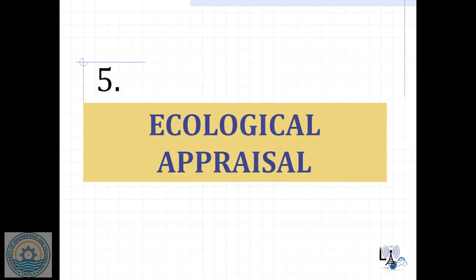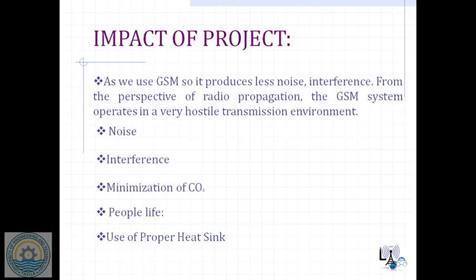Now we have ecological analysis. Every project has some impact on the environment. As we use GSM, it produces less noise and interference. From the perspective of radio propagation, the GSM system operates in a very hostile transmission environment. GSM uses a number of techniques to ensure that reliable communication takes place over the radio, such as channel coding, power control, and channel equalization.